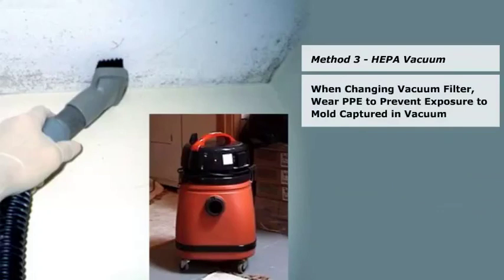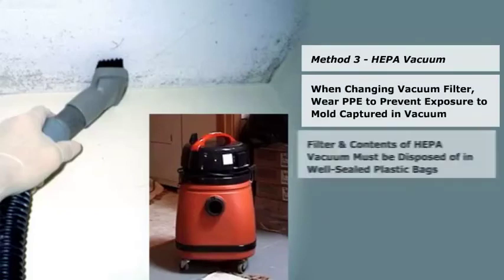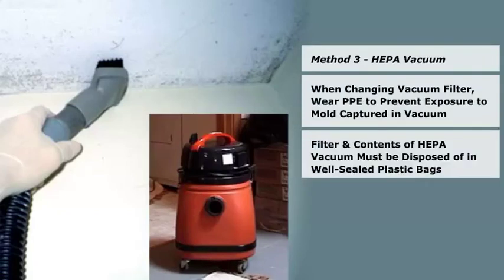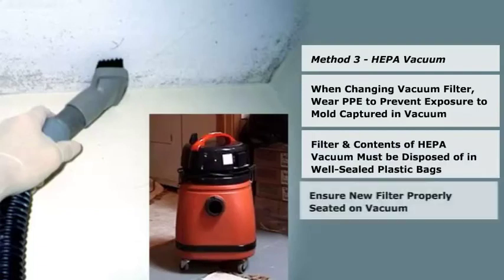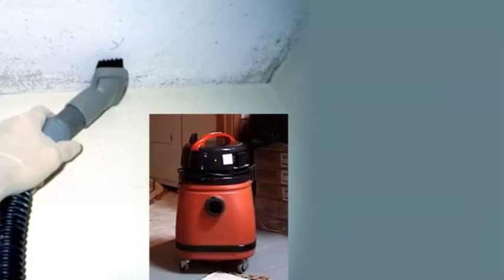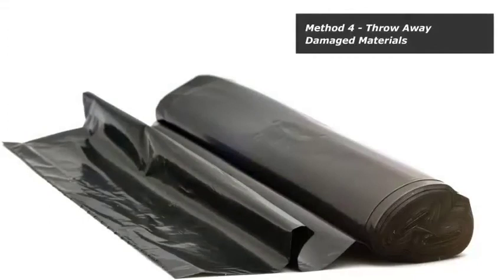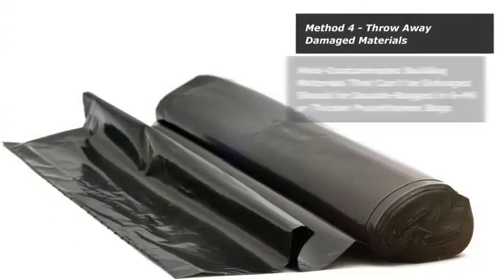When changing the vacuum filter, workers should wear PPE to prevent exposure to mold that has been captured in the vacuum. The filter and contents of the HEPA vacuum must be disposed of in well-sealed plastic bags. Care must be taken to ensure that the new filter is properly seated on the vacuum so there are no leaks.